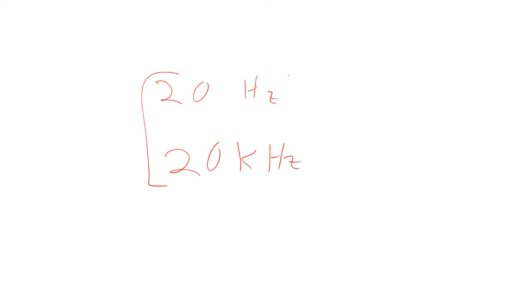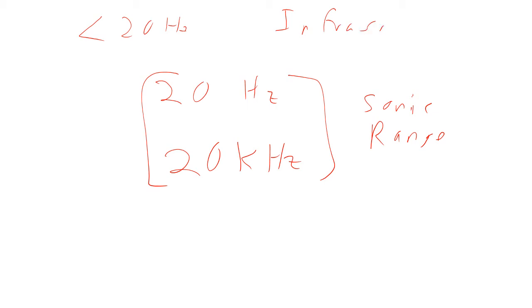So that range, 20 hertz to 20 kilohertz, is referred to as the sonic range. Okay, so these are sound frequencies. If you are less than 20 hertz, then that's called infrasonic. If you're greater than 20 kilohertz, then that's called ultrasonic.